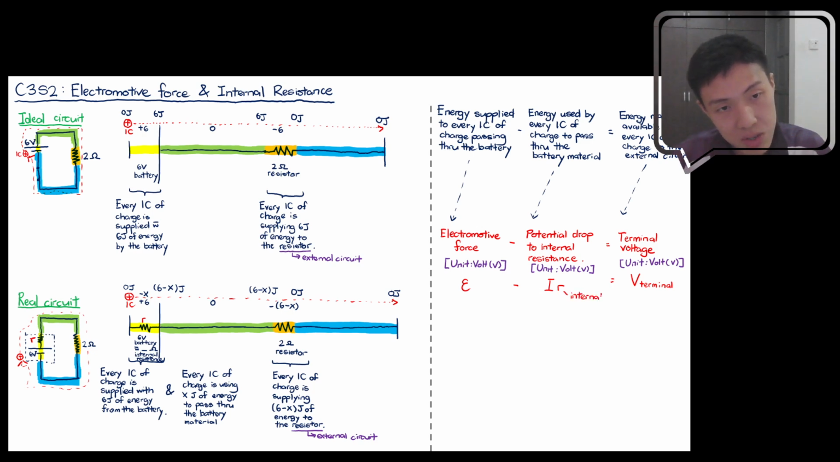So this is just your normal definition of resistance, where R is equal to V over I. So shift it around, V equals IR. But this one is the internal resistance, so the unit will be ohm.